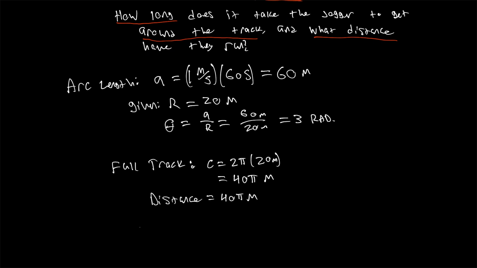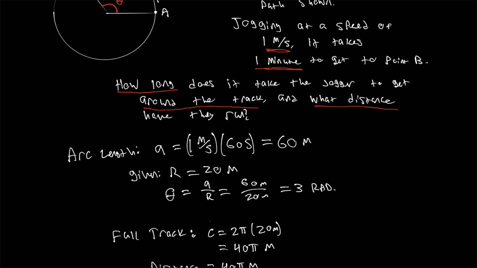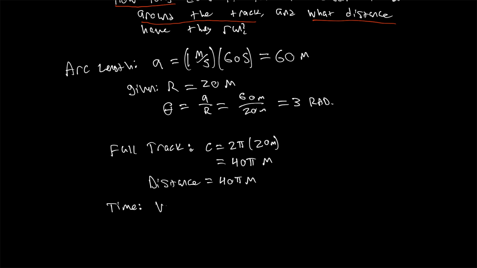How long does it take? Well, this is a very easy one to solve. They're jogging at 1 meter per second. So we'll say v equals 1 meter per second. In order to determine the time that they've traveled, it's basically going to be the distance divided by the velocity. So t, because essentially velocity equals distance over time. Therefore, time equals distance over velocity, which is going to be equal to 40 pi meters divided by 1 meter per second equals 40 pi seconds.